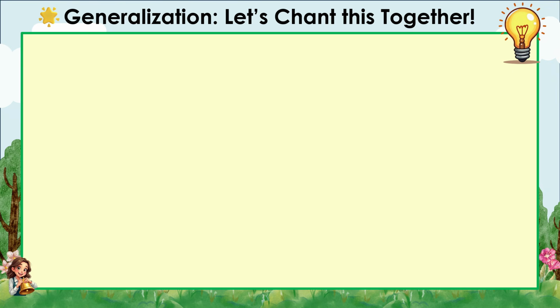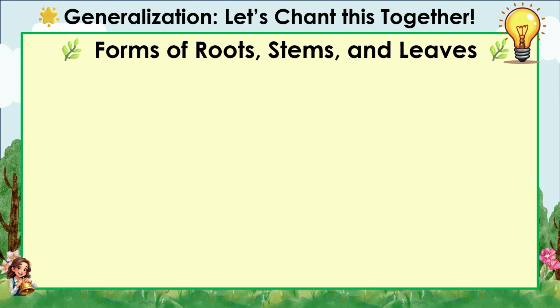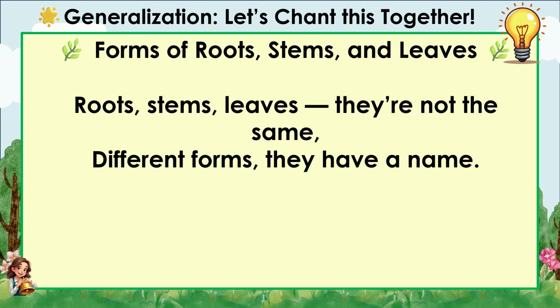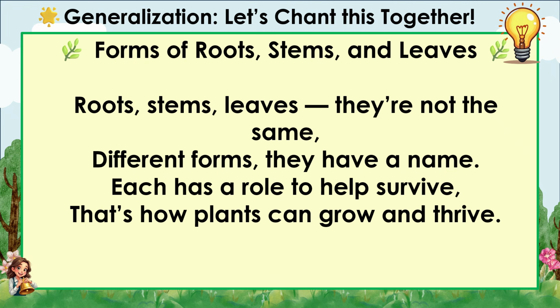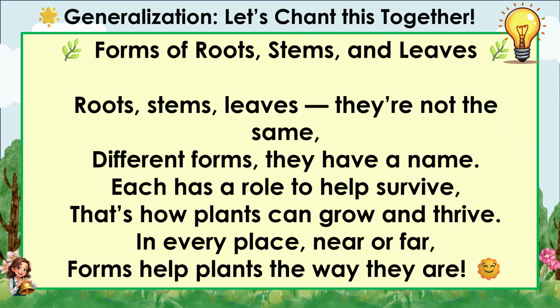Generalization. Let's chant this together. Forms of roots, stems, and leaves. Roots, stems, leaves. They're not the same. Different forms, they have a name. Each has a role to help survive. That's how plants can grow and thrive. In every place, near or far, forms help plants the way they are.